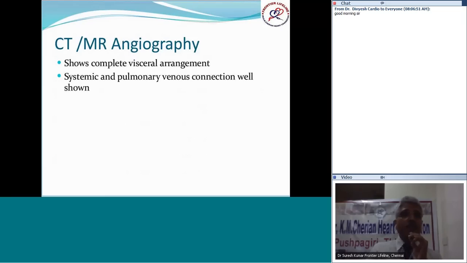A CT or MR angio is extremely useful. The advantage is that it shows the complete visceral arrangement, not only the cardiac anatomy you are interested in, but the chest and abdominal anatomy and the venous connections. That makes the complete diagnosis of heterotaxy.